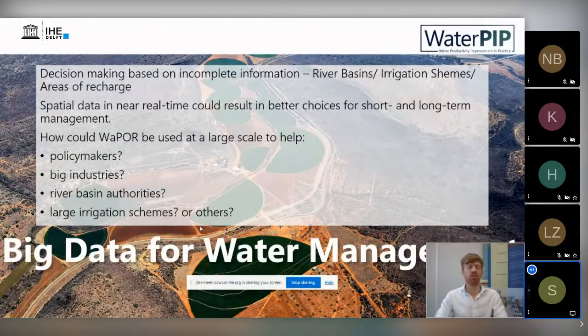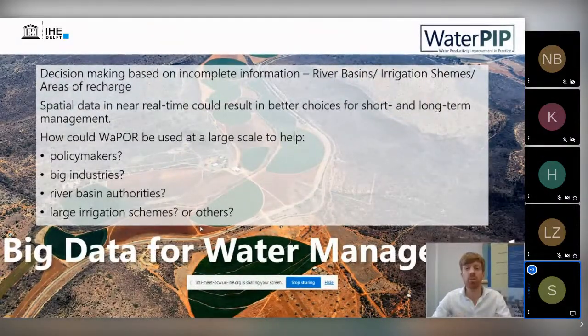The second theme that we've identified is big data for water management. Now, at scale, at national level, or at river basins, or in irrigation schemes, or in areas where water recharges groundwater, there's often incomplete information. What is actually happening with the water that is falling out of the air, the rain? What is the water that is flowing through our rivers? So a lot of information is scattered, incomplete.